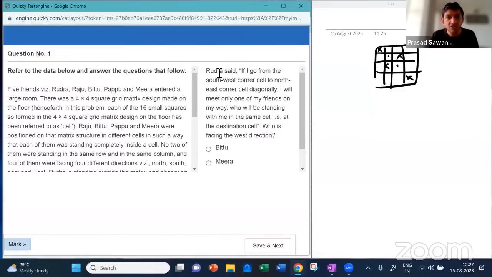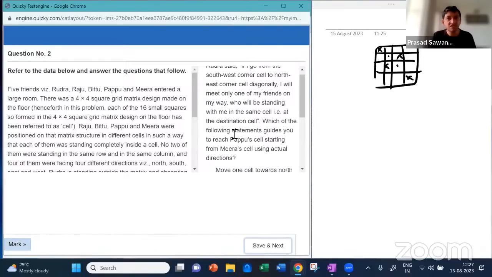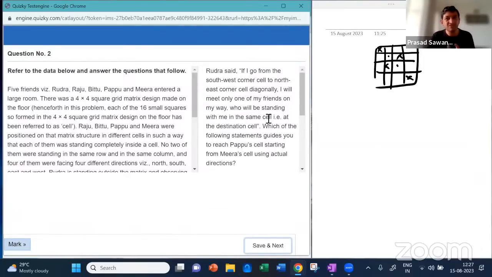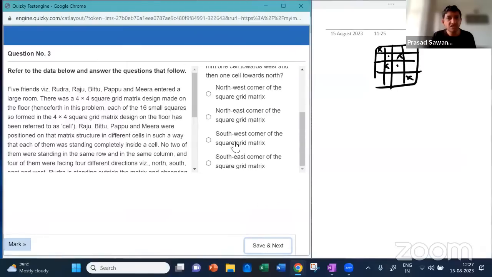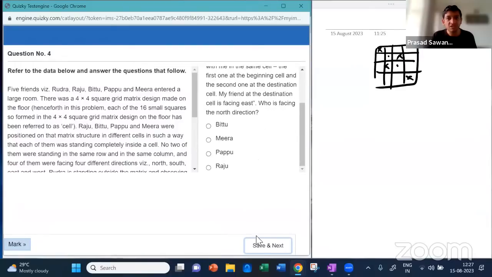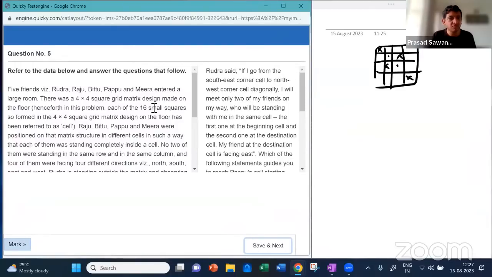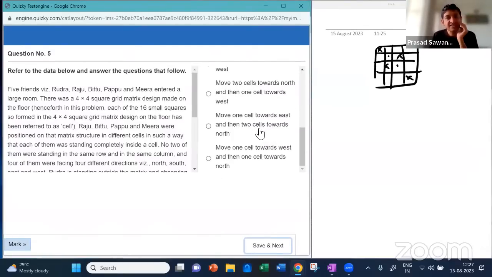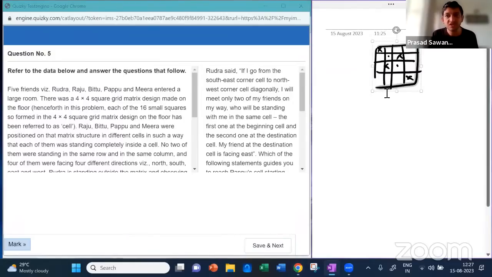Let's look at the question. If I go from the southwest corner cell to the northeast corner cell diagonally, Rudra, okay, Rudra is the outer person. I will meet only one of my friends diagonally. I think we should get this. It's a closed question. Rudra said if I go whatever, fair enough. I think we should get this answer as well. Hopefully. Rudra is saying a lot of things. It is fine. Question number, okay, 5 questions, 4 sets. I forgot to check that. Okay, I think this is doable. I think we can go for this. Although I have not seen what the other sets are like, we can still go for this one.